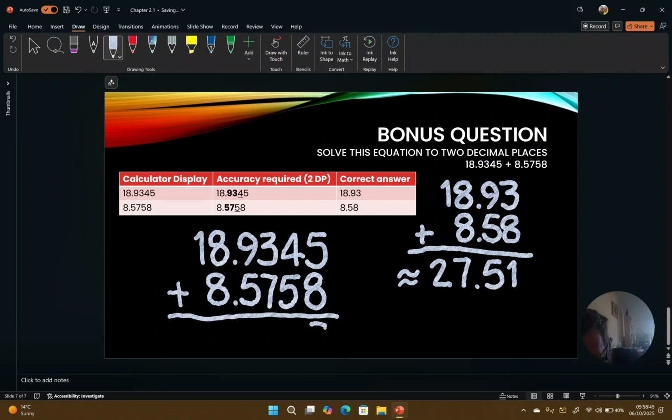So that's 13. 4 plus 5 is 9 and add 1. 3 plus 7 is 10, add 1. 9 plus 5 is 14, again add 1. 16, add 1. And then add 1 to the 1. And that is what we're looking at as you round the whole thing down to the nearest 2 decimal places.